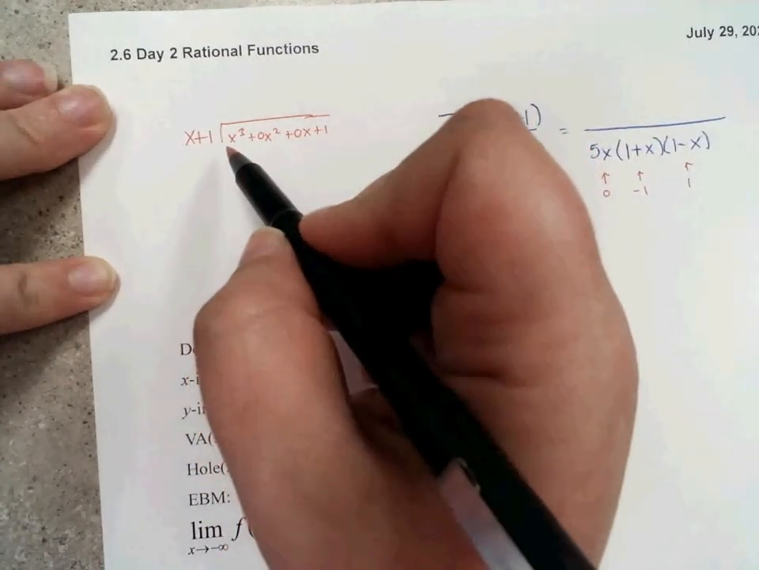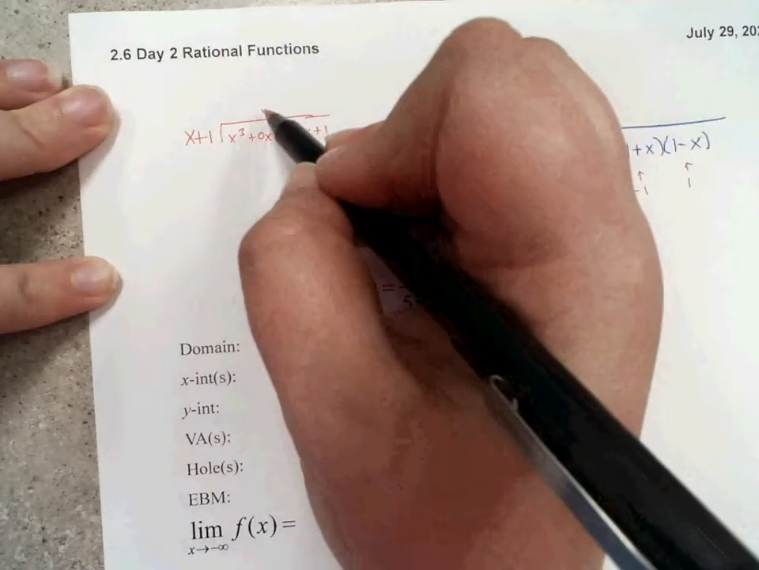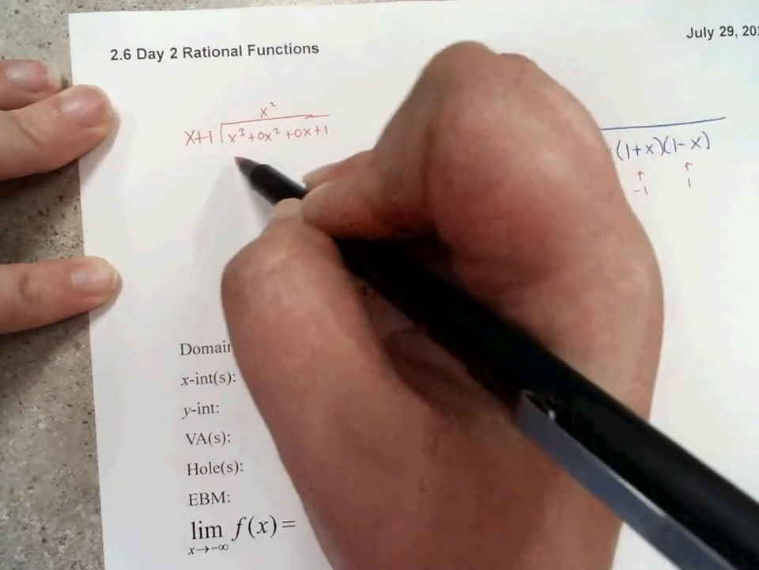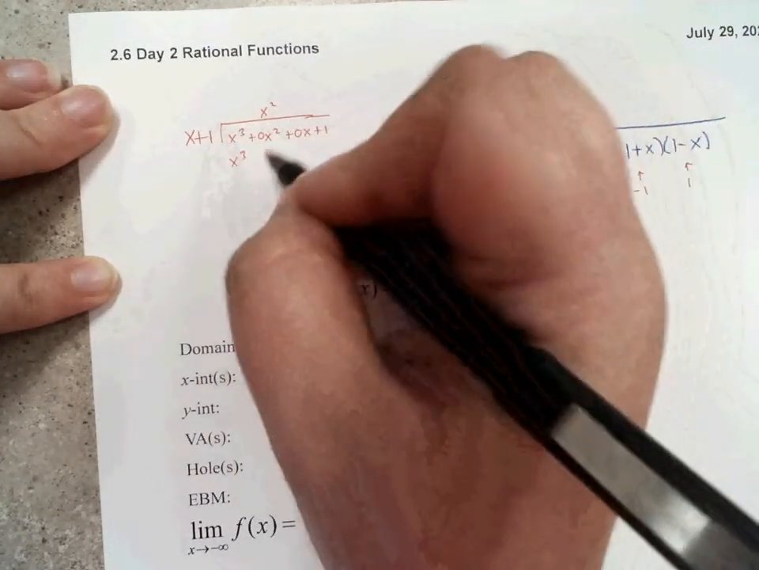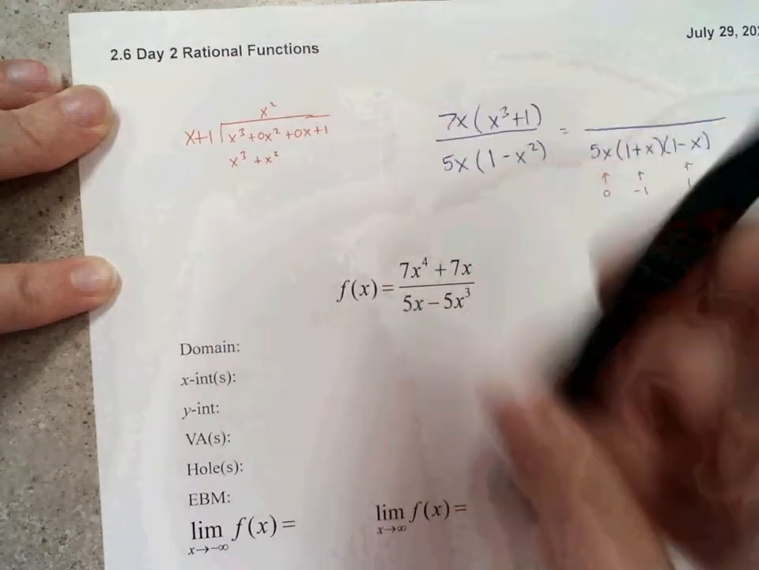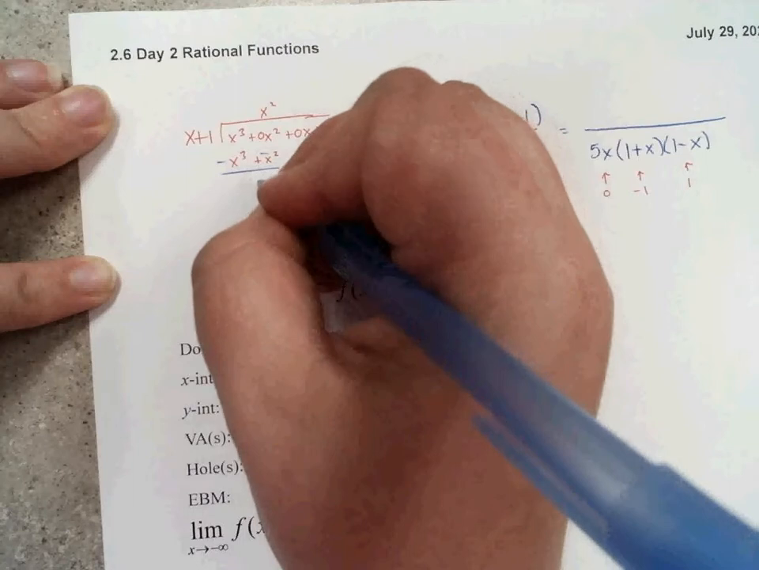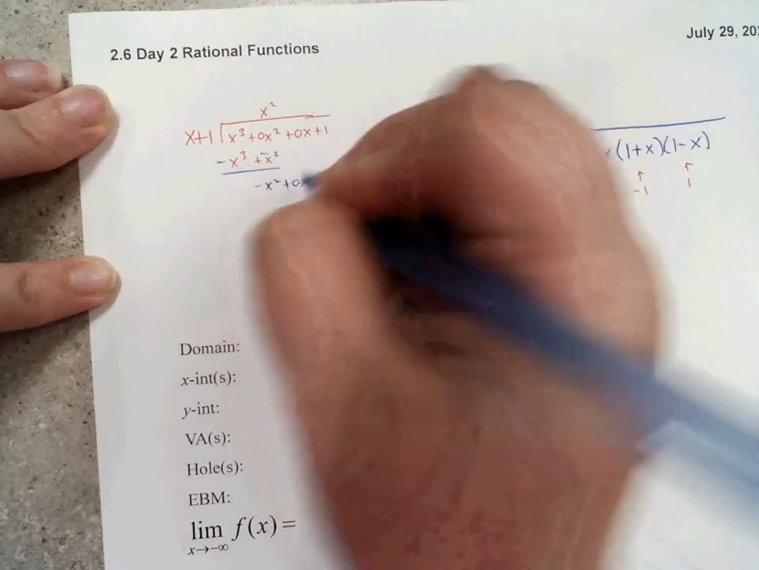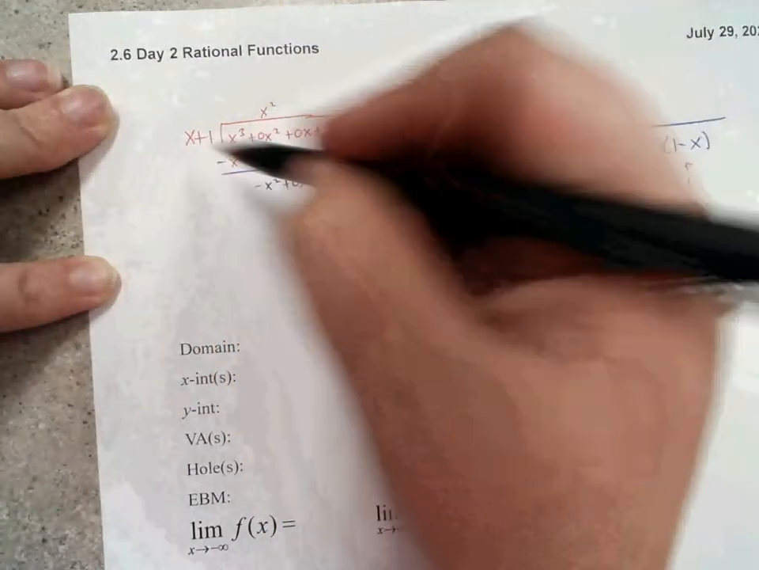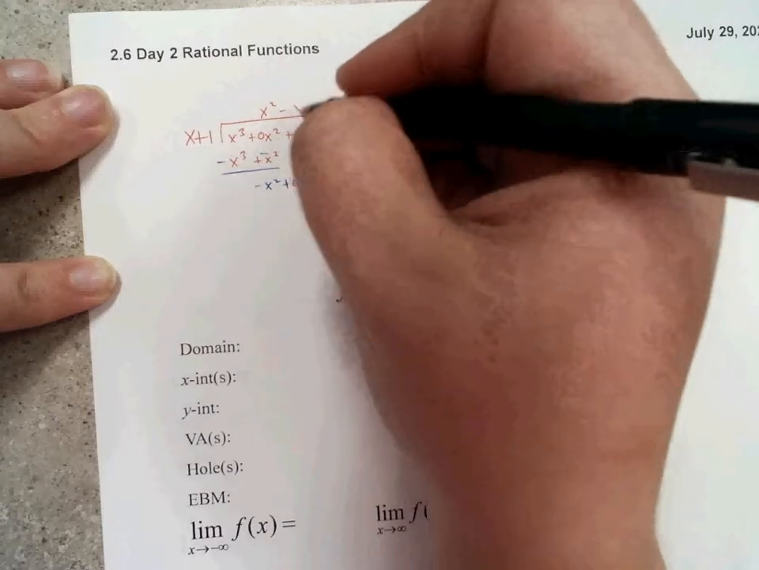So what do I need to multiply x by to get x cubed? That's going to be x squared. So x squared times x is x cubed. X squared times 1 is x squared. Subtract. And I'm left with a negative x squared plus 0x. Drag that down. What do I need to multiply x by to get negative x squared? That's going to be a negative x.